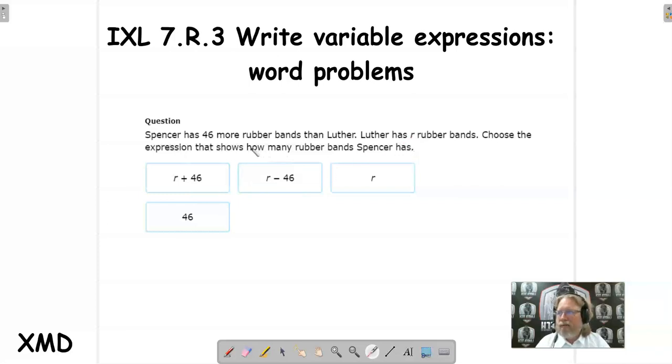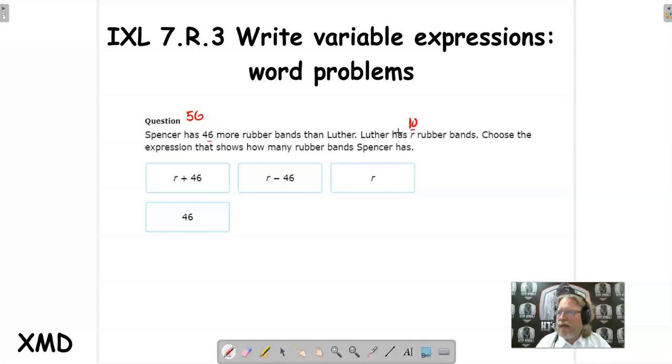Let me see. Spencer has 46 more rubber bands than Luther, and Luther has R rubber bands. What if I just said Luther has 10 rubber bands, right? Choose the expression that shows how many rubber bands Spencer has. So 46 more than Luther. If Luther has 10 and Spencer has 46 more than him, that means that Spencer has what? 56, right? So we have 46 and 10.